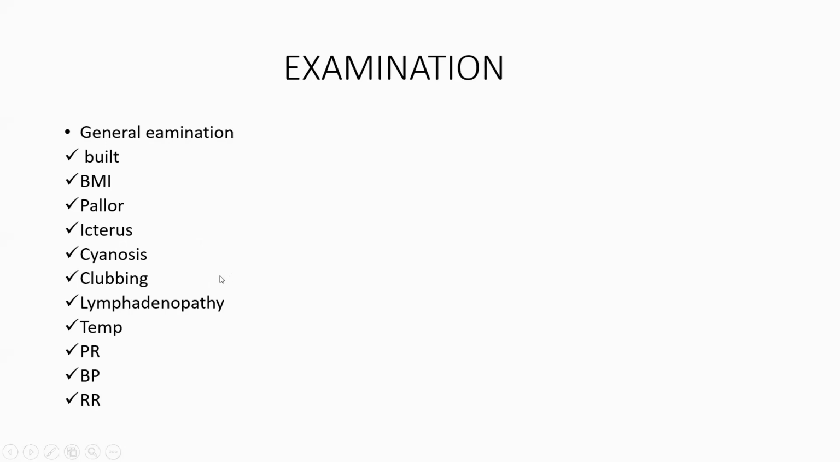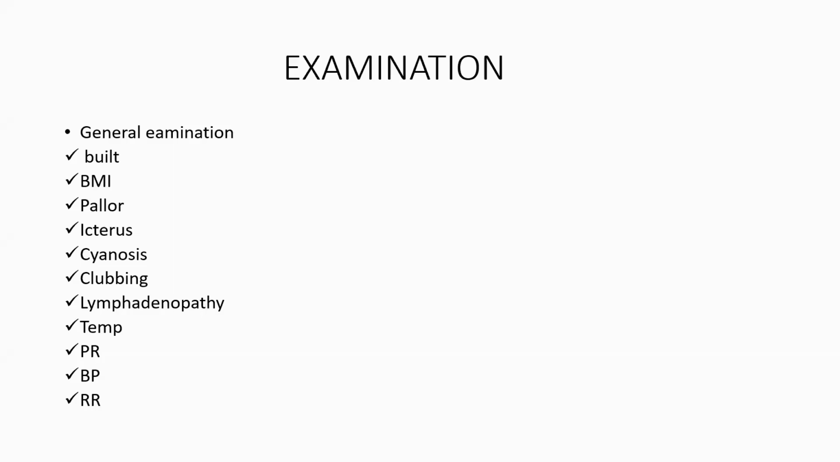We'll move to the general examination. Build. How is the build important here? Obese individuals are again at risk of PCOS, again at risk of endometrial carcinoma. Thin individuals can present with hyperthyroidism. How is obesity related with endometrial cancer here? There is peripheral conversion of estrogen. So peripheral estrogen is very high. So that is again a risk for endometrial carcinoma.